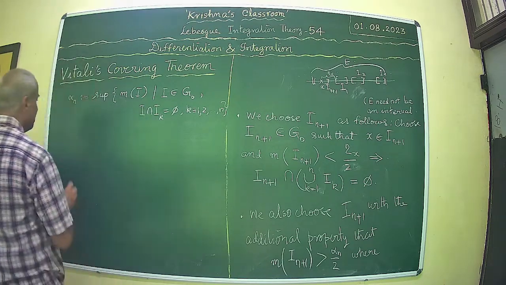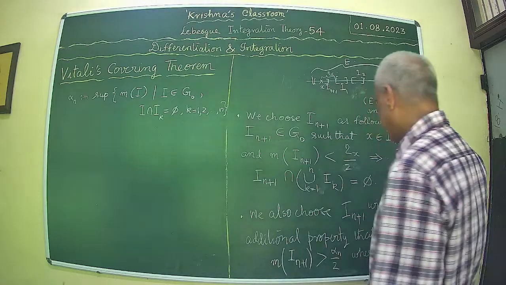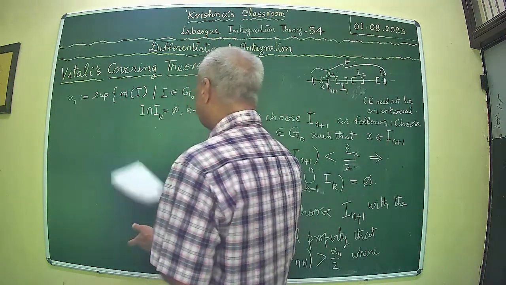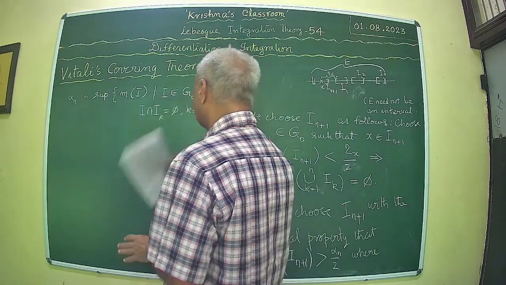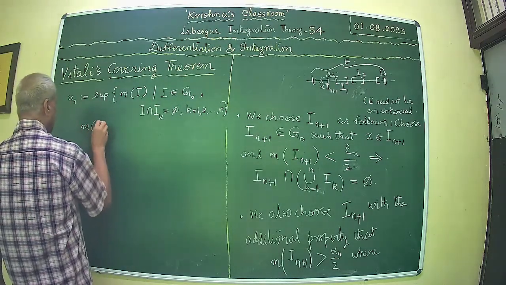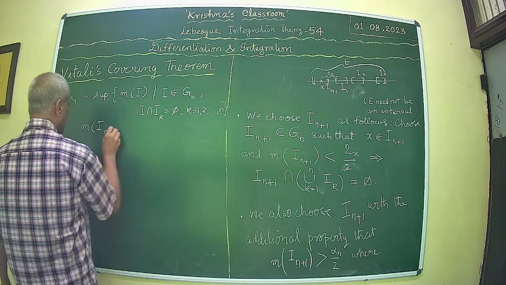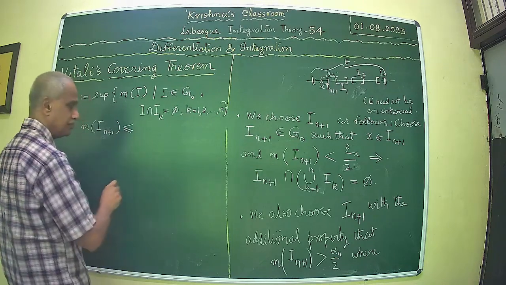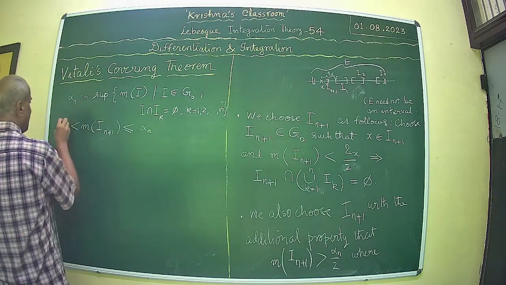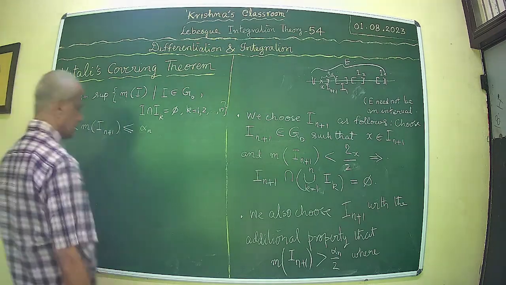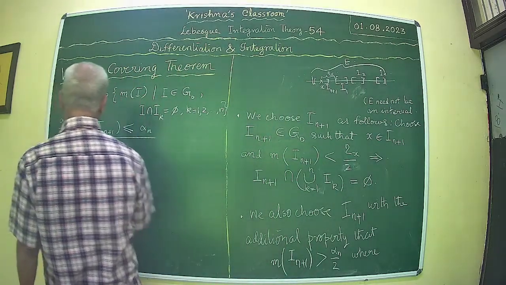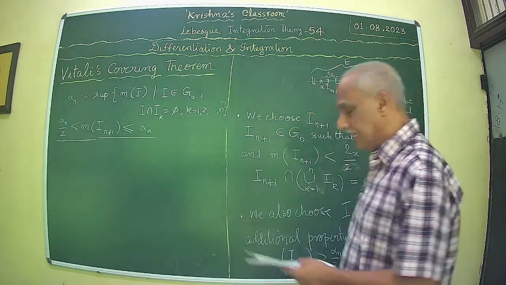Now you see, your I_{n+1} is chosen with the additional property that this is also true. We want to make sure that it doesn't intersect with I_k. So what you have is that the measure of I_{n+1} is certainly less than or equal to alpha_n. But we choose such a set for which alpha_n by 2 is less than the measure. This is the condition that we impose. Now this is already there by our choice, but this is something that we insist on. So our choice of I_n has the two properties.